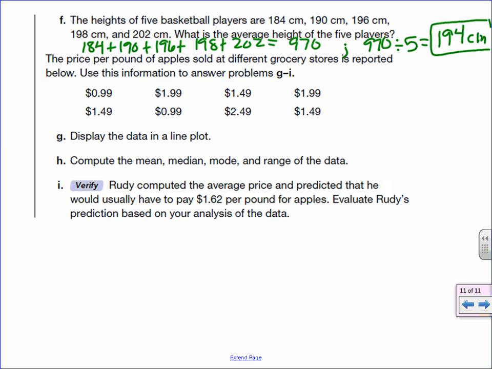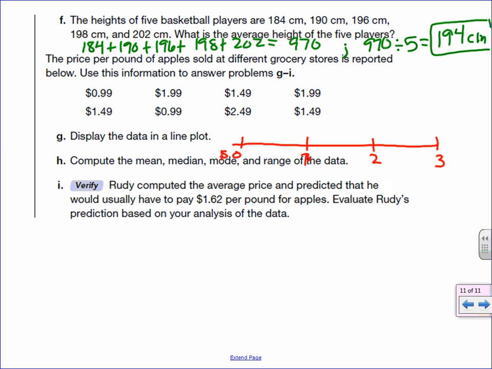Price per pound of apples sold at different grocery stores is reported below. Use this information to answer problems G through I. Display the data on a line plot. So what that means is, I would go $0 all the way up to $3. So 1, 2, 3.